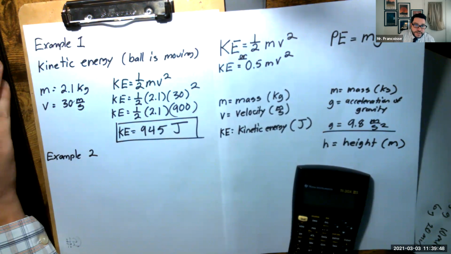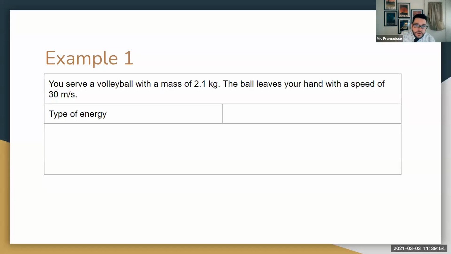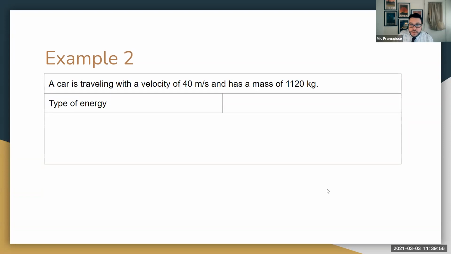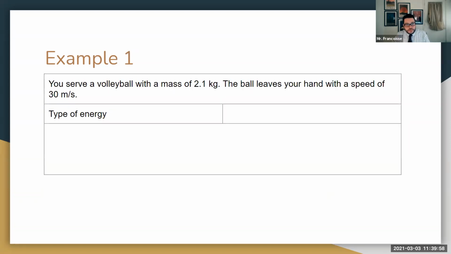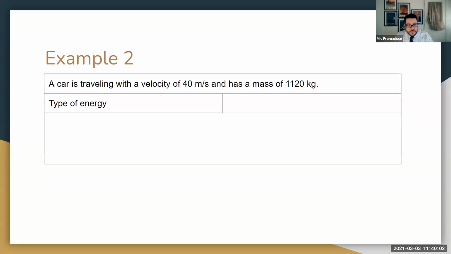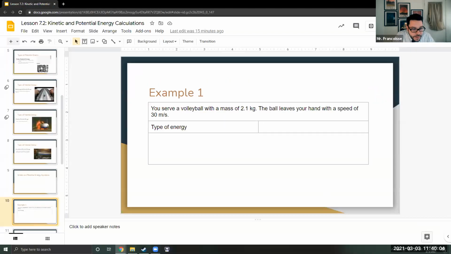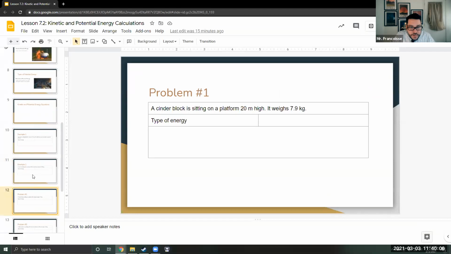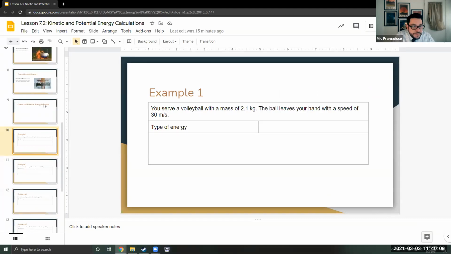So let's look at our second example and see how we deal with another type of energy. Actually, why don't we, oops, I got the 2 switched up.